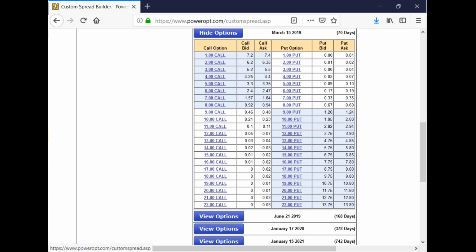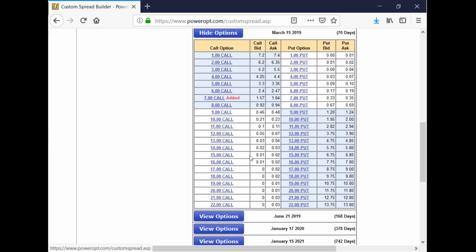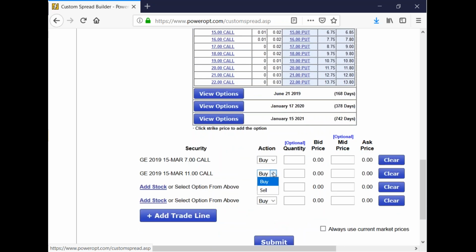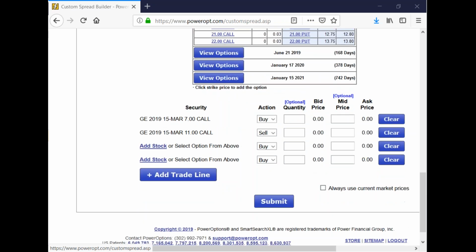But when you do a bull call, if I bought a 7 and sold an 11, right now I get this at about 1.60. It costs me 1.60 to buy the 7 call for March. I'm going to hedge that by about 10 cents for selling the 11 call. Naturally, to make it profitable, I'd probably have to do multiple contracts. And I don't need to know the numbers, Sam. But you'd have to do multiple contracts. Let's just use one for example.